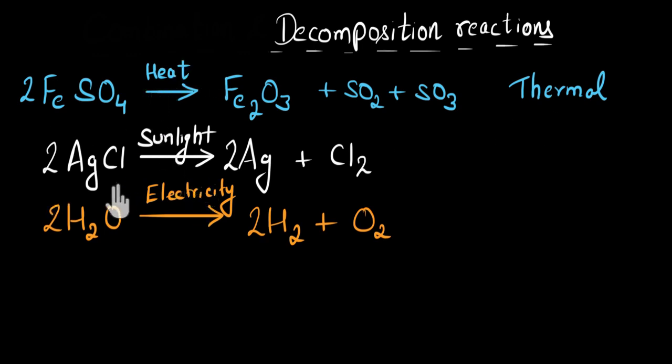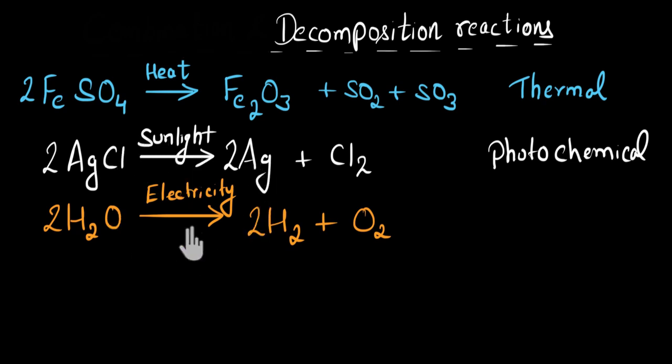And in some reactions, decomposition happens using the energy of sunlight. And these are given a special name. They are called photochemical decomposition reactions. And you might be wondering why photo? Because see, light is said to be made of small packets of energy called photons. And that's where this name photo is coming from. So, okay, this is photochemical decomposition reaction.